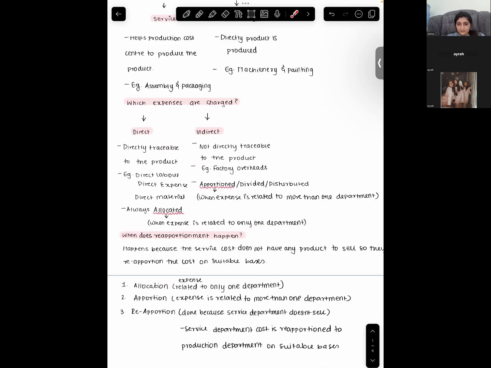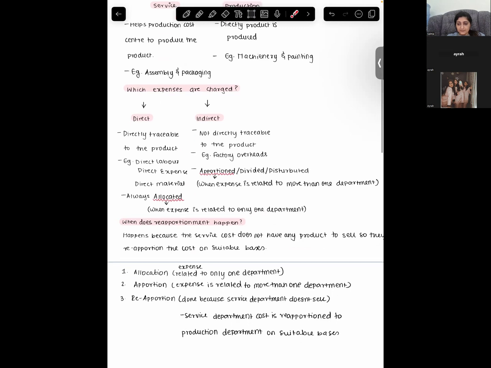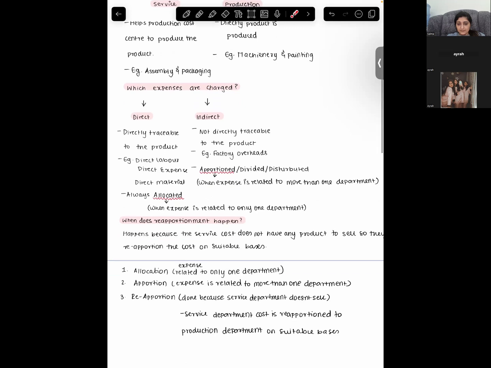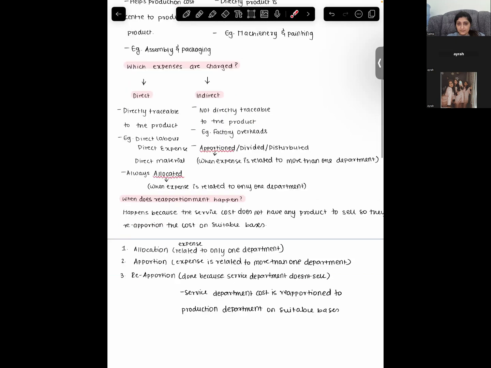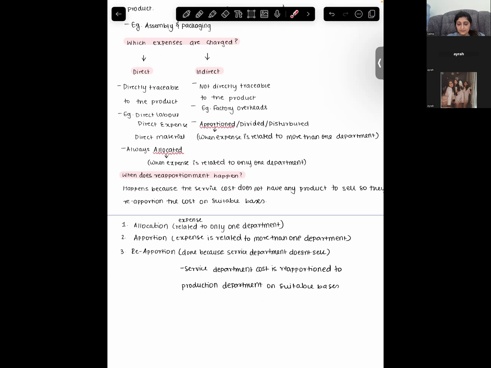Then reapportionment happens because the service cost center does not have any product to sell, so they have to reapportion the cost on a suitable basis. For example, the assembly and packaging cost is apportioned to the machinery and painting department. So first allocation happens, then apportionment, then reapportionment because the service department doesn't sell the product.